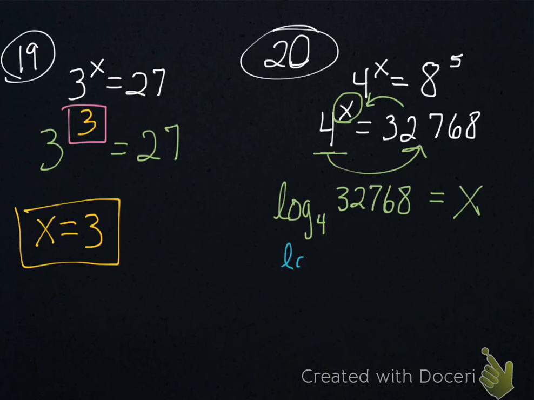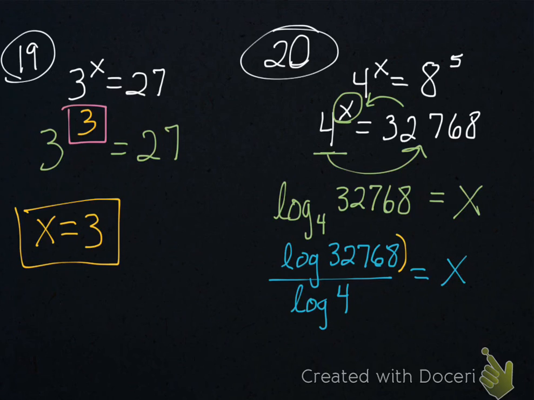Now we do change base. Remember, the argument goes on top, base goes to the bottom. So the log 4 is on the bottom, and the big number, 32,768, is on the top. Plug it into the calculator. We get x equals 7.5. This concludes all of our practice problems for change base.